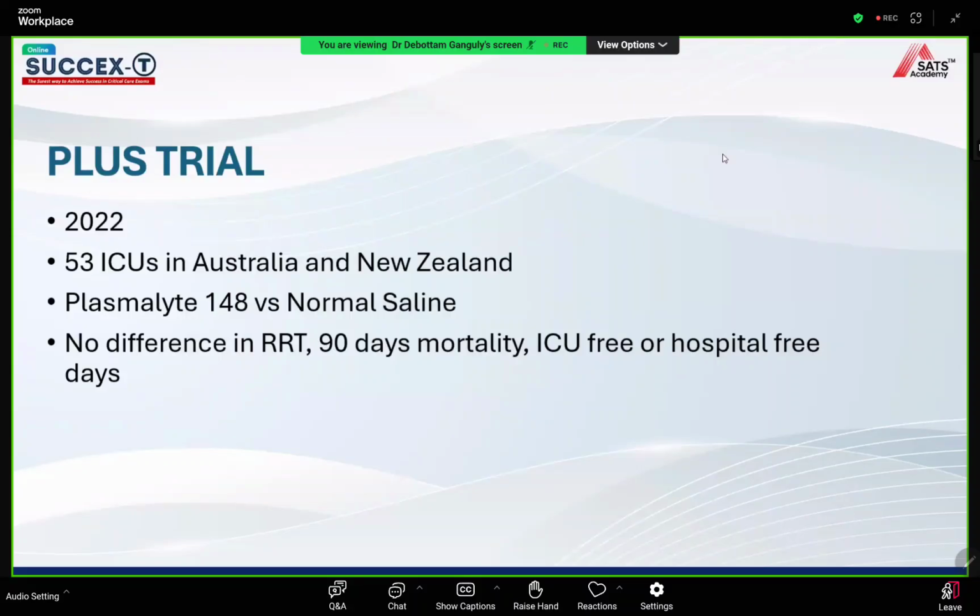Now, PLUS trial 2022, 53 ICUs in Australia and New Zealand, Plasmalyte 148 with normal saline. There is no difference in RRT, 90 days mortality, ICU free days or hospital free days.